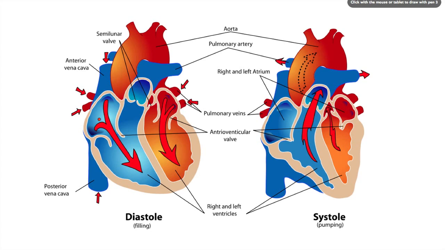But both atria contract simultaneously and both ventricles contract simultaneously, so that while this process is happening, this process is also happening. So blood is being pumped to the lungs. At the same time, it's being pumped to the rest of the body. That gives you a general introduction into the circulatory system by showing you how the heart pumps blood.